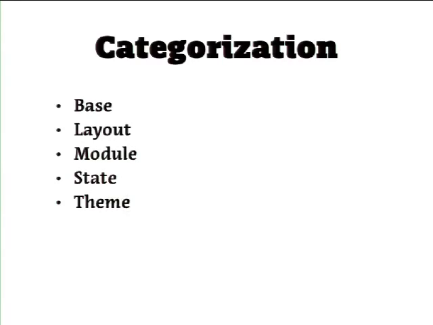Okay, first thing, categorization. In thinking about things, I realized that there were really five categories that things fit into. One are base styles, layout styles, module styles, state, and theme.